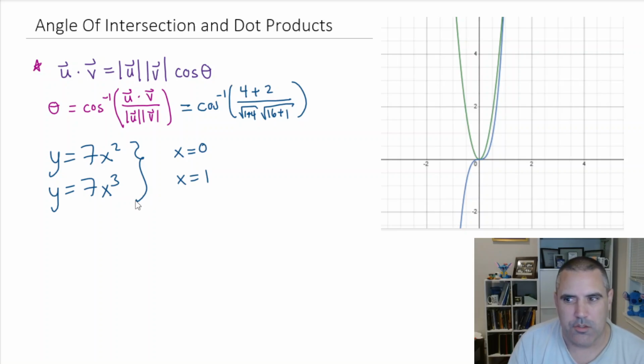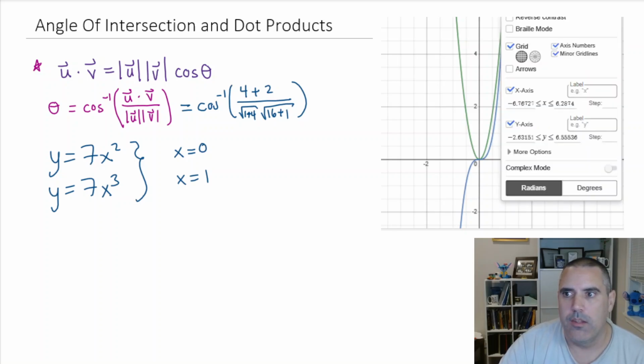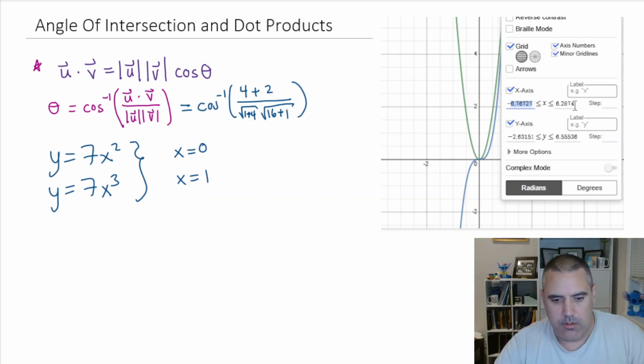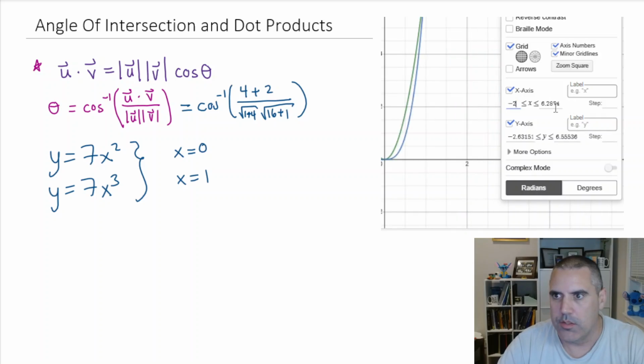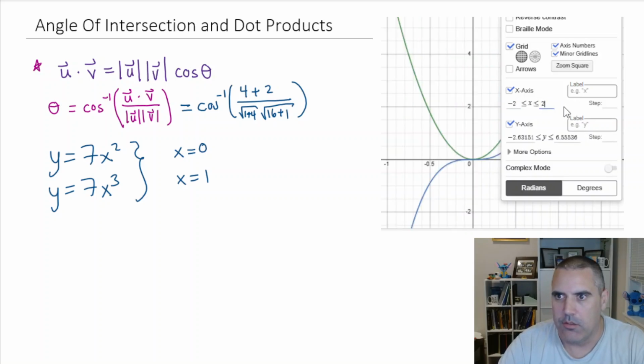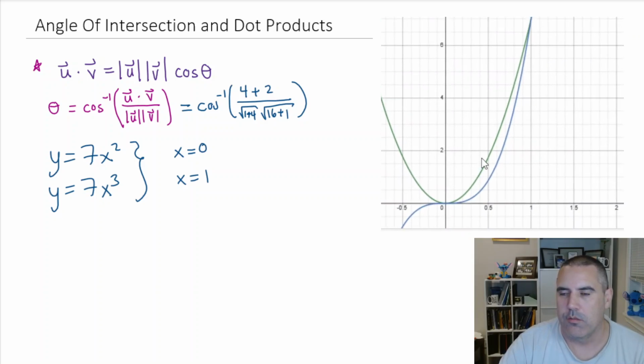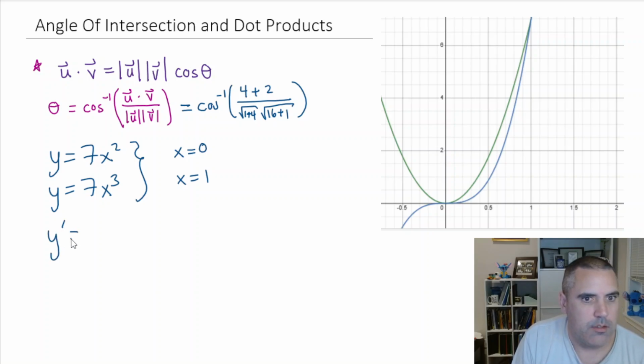The angle of intersection means the angle between their slopes. Now I'm going to rescale this slightly to make it easier for us to see. This is going to make the angle look distorted, but it'll be easier for us to look at. So it's not the angle between their locations, it's the angle between their slopes. Now the slope of this one and the slope of this one is different.